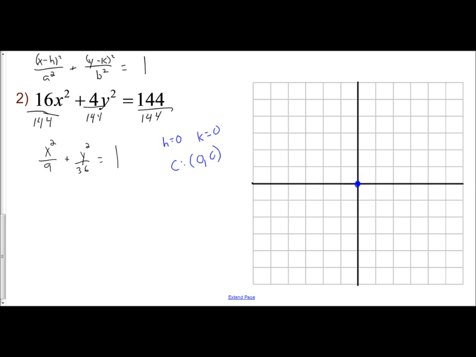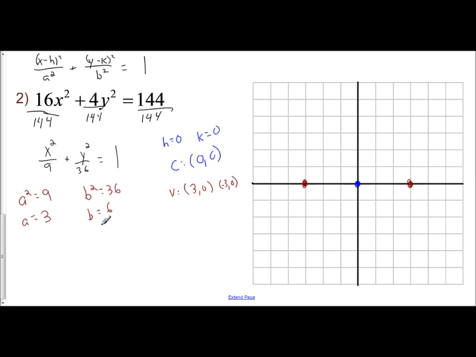Now I want to work with my A and B values. So here, A squared is 9, which means A is 3. B squared is 36, which means B is 6. So since A is underneath my X, I'm going to go 3 units to the right, 1, 2, 3, there's a vertex. Go 3 units to the left, 1, 2, 3, and there's a vertex. So my vertices, I have one at 3, 0 and one at negative 3, 0 I found for my A.